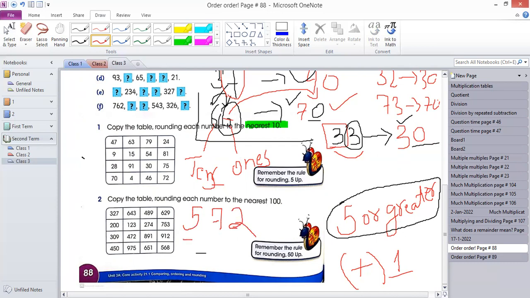The nearest 10 is 57, 5, 7 and 2. No. Why 2? In the nearest 10, the ones place is always 0. Yes, 0. It will be 570. Okay.